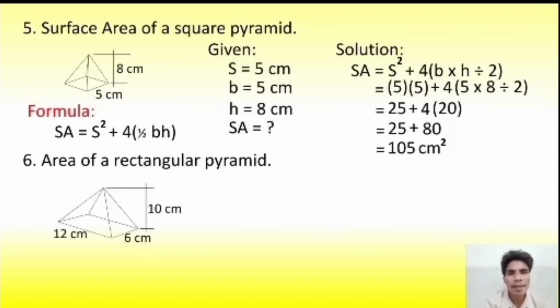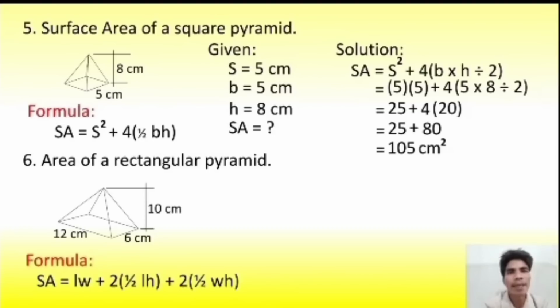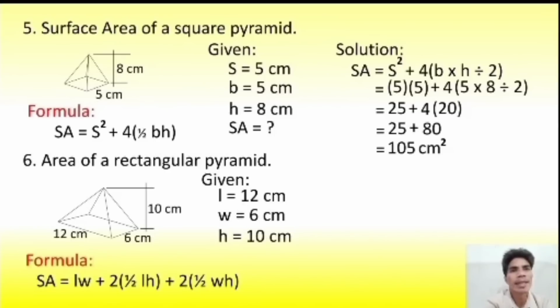Example, so the length of the base is 12 cm, the width is 6 cm, and the height is 10 cm. So formula, we have SA equals length times width plus 2 times 1 half of length times height plus 2 times 1 half of width times height. Given length is 12 cm, width is 6 cm, and the height is 10 cm, and the surface area is question mark. Solution, we'll copy the formula.